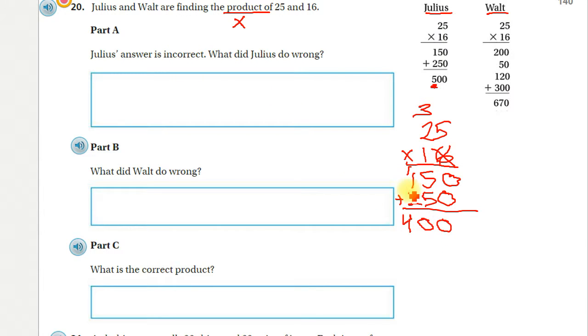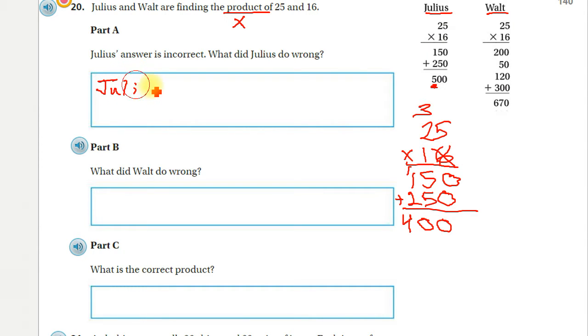Well, yeah, I know that because I just did it. What did Julius do wrong? Well, it's pretty obvious. He got 150, I got 150. He got 250, I got 250. So he must have added incorrectly. So what did Julius do wrong?